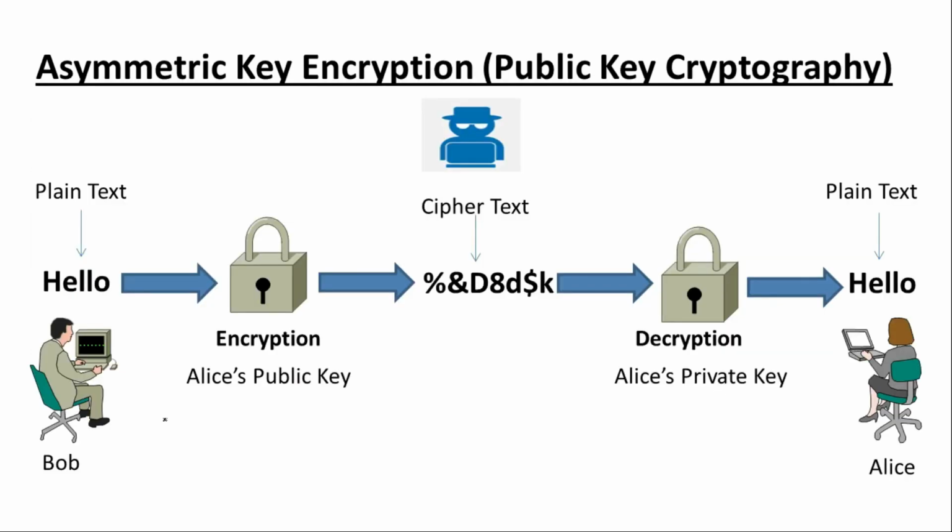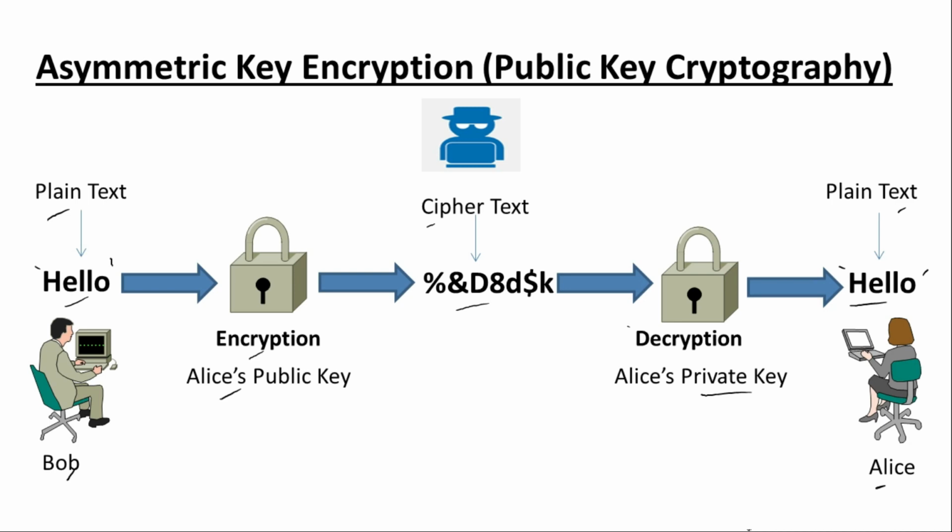Let's understand the situation. Here we have Bob. He wants to send a confidential message to Alice. He will use Alice's public key for encryption. So this plain text will be encrypted and it will become a ciphertext so nobody can read it. Once Alice receives this message, she will use her own private key, which she has kept secret, for decryption, and she'll get the plain text back. So unlike symmetric key encryption, we do not have any problem of sharing the secret key because we have a pair of keys, one for encryption and another one for decryption.